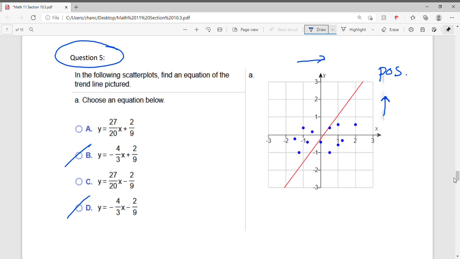Now the next thing I want to figure out is the y-intercept. The y-intercept is located here, and the y-intercept is below the x-axis, so the y-intercept must be negative. And that means option A is not possible, so our solution is C. We have a slope that is positive and the y-intercept is negative. There's only one possibility for this trend line.